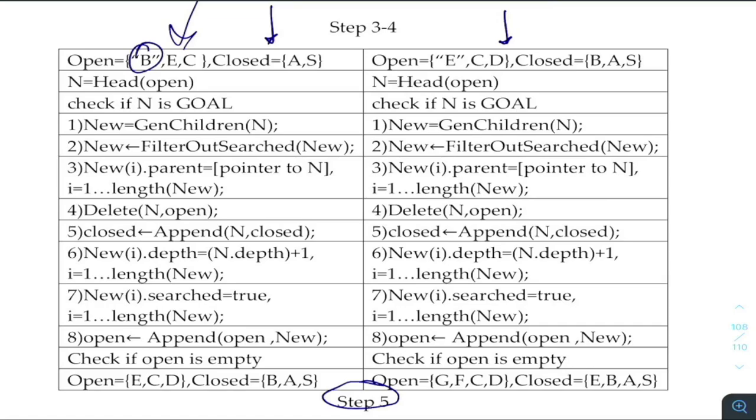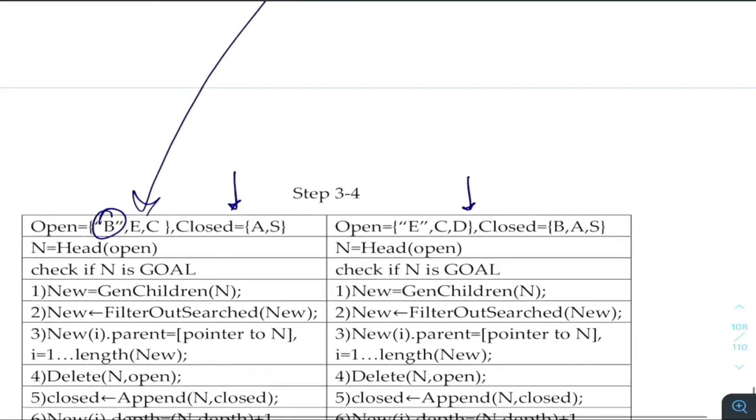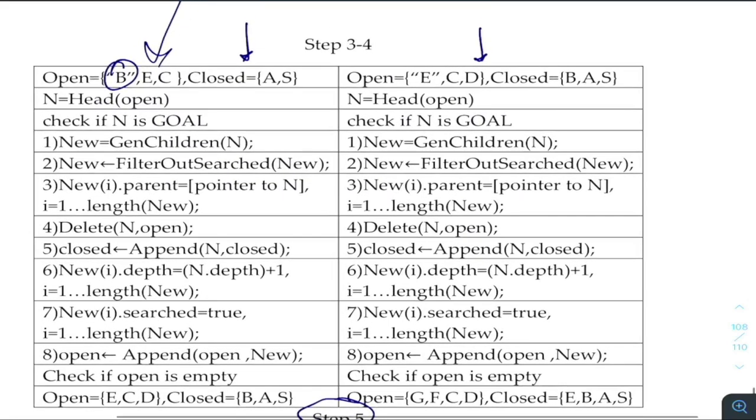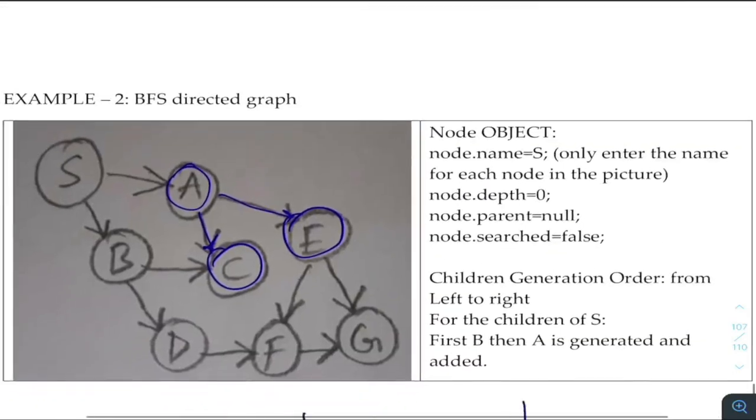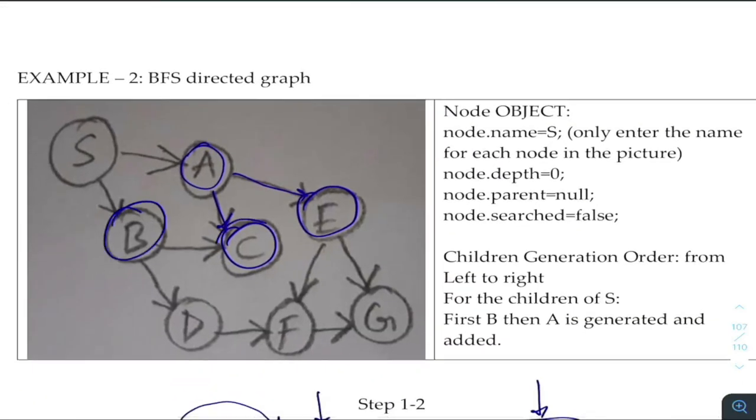Alright, what is the first element? B. What are the children of B? Let's look at that. What are the children of B? We are not looking at this. C and D.